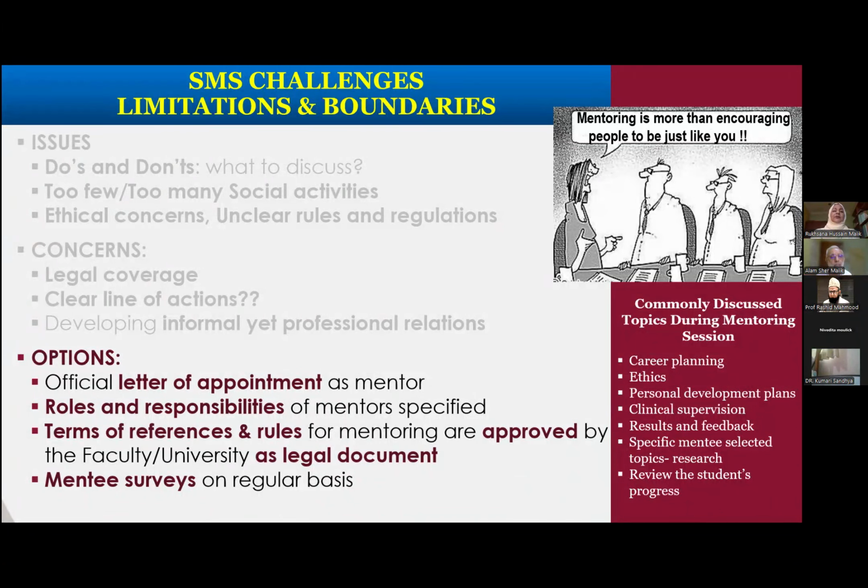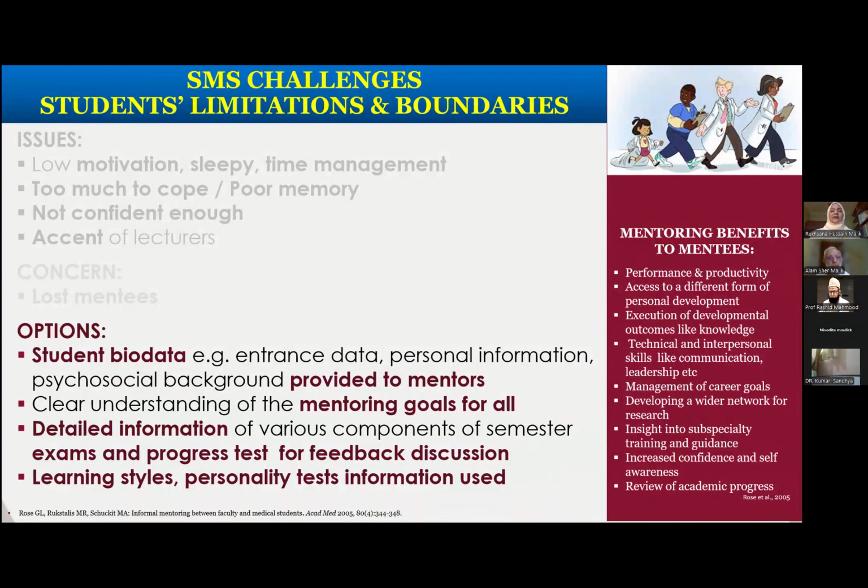Options will be to give the mentors the students' biodata. The students' entrance data, personal information, and psychosocial background should be provided to the mentors. A clear understanding of the mentoring goals should be given to the students. Detailed information on the various components of the semester exam and the progress test for feedback discussion should be provided to them. And the learning styles and personality test information can be used to help the students in proper learning.